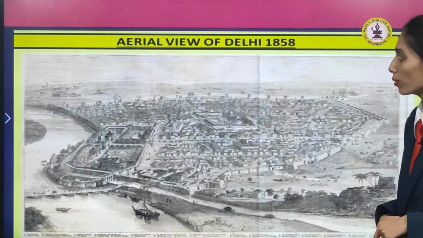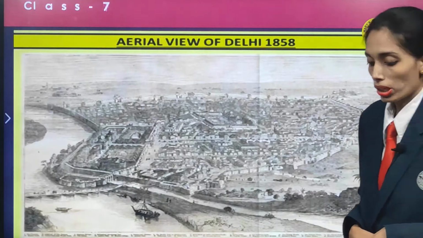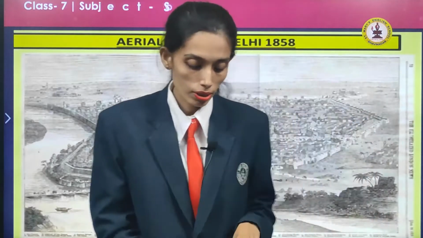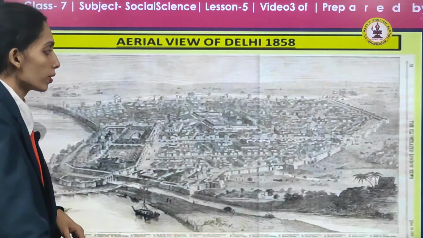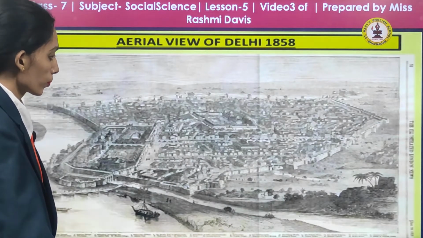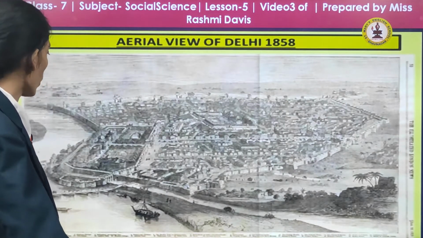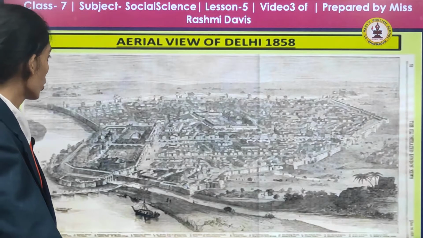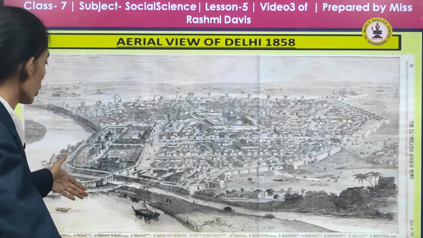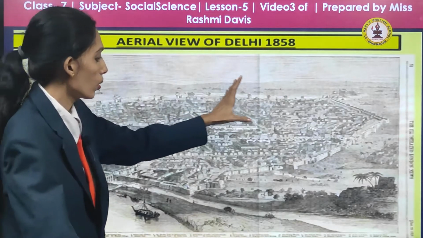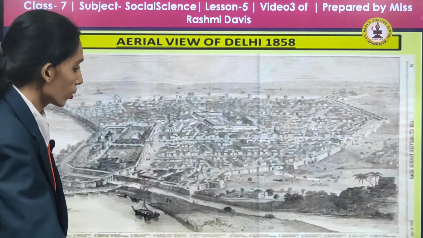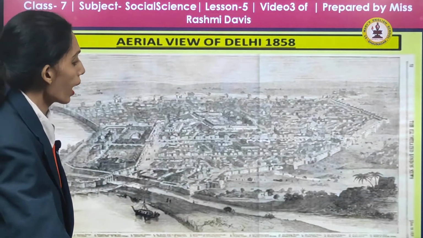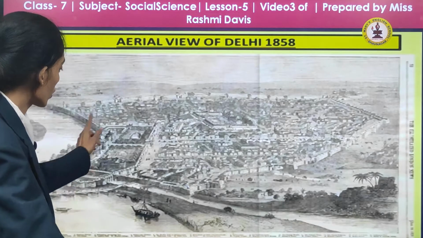This is the aerial view of Delhi, 1858. From the top you can observe the water area, and this is the whole locality where mostly the public and the nobles were staying. This is the Char Bagh.